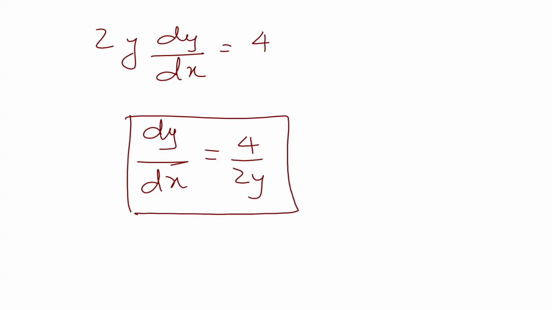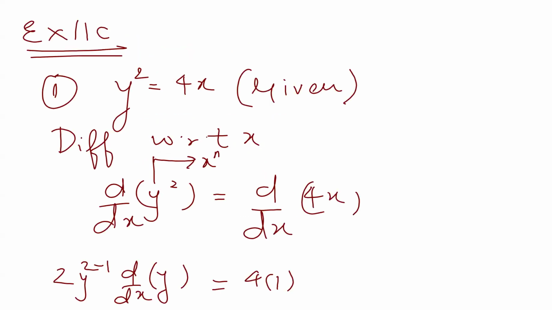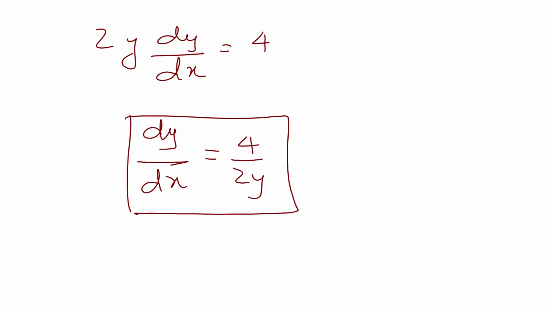I'll show you the previous slide. See, for the given equation, I'm differentiating with respect to x. Now this is an easy task for you. Calculation of derivatives: left hand side chain rule, right hand side 4 into 1, which is equal to 4. So 2y dy by dx is equal to 4. So dy by dx is equal to 4 upon 2y.